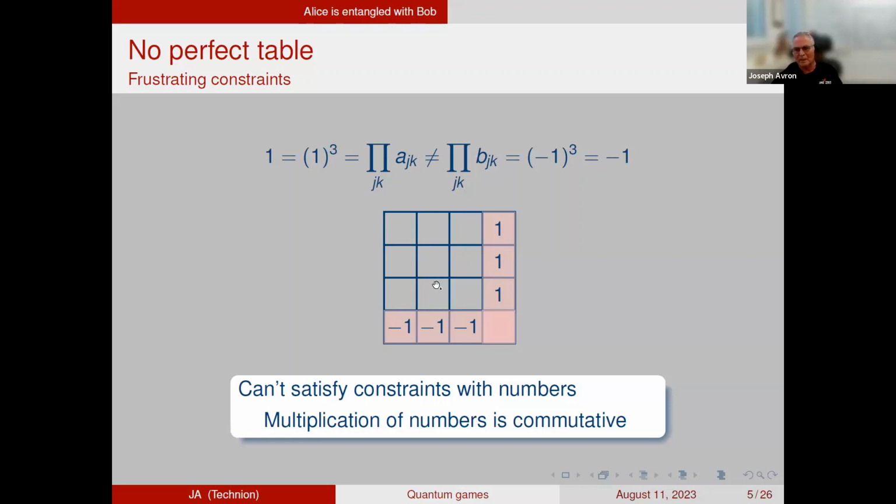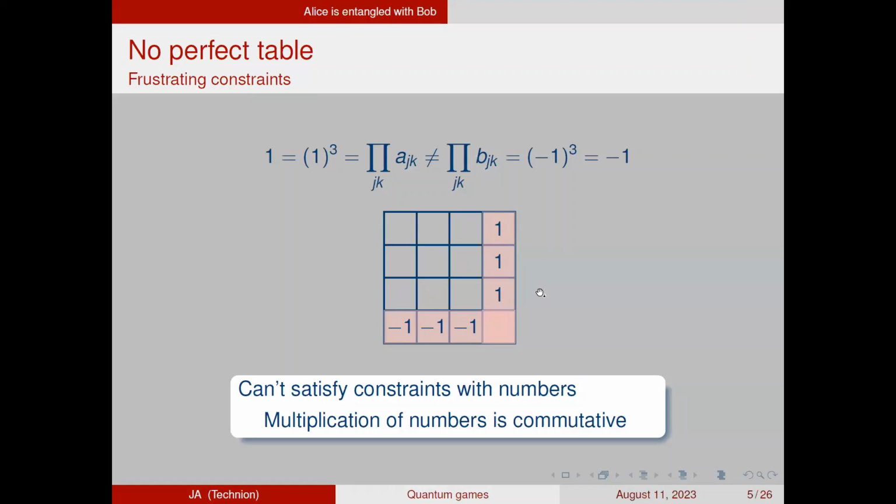So this is because multiplication of numbers is commutative. So if I multiply the rows, or I multiply the columns, I would get the same answer. Am I clear so far? Have I lost anybody? No, that's fine. Good.